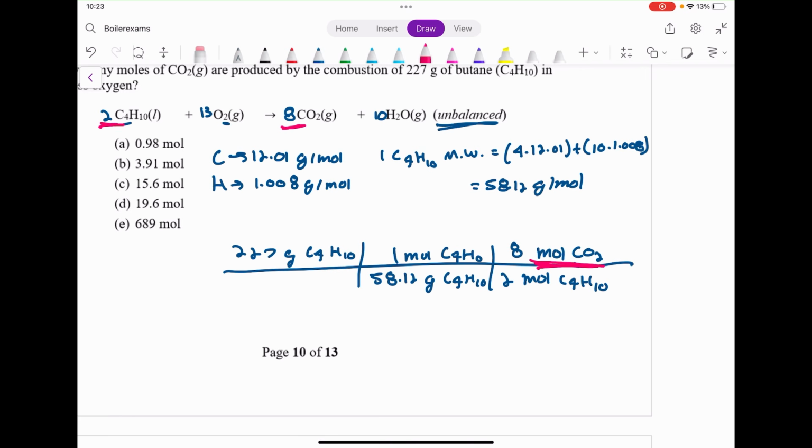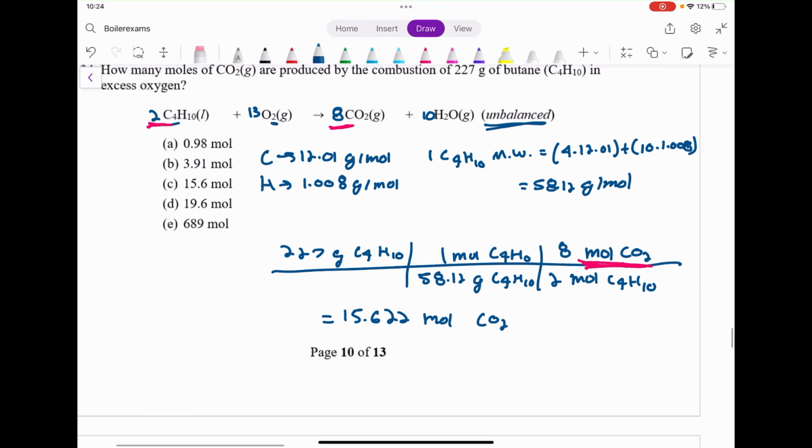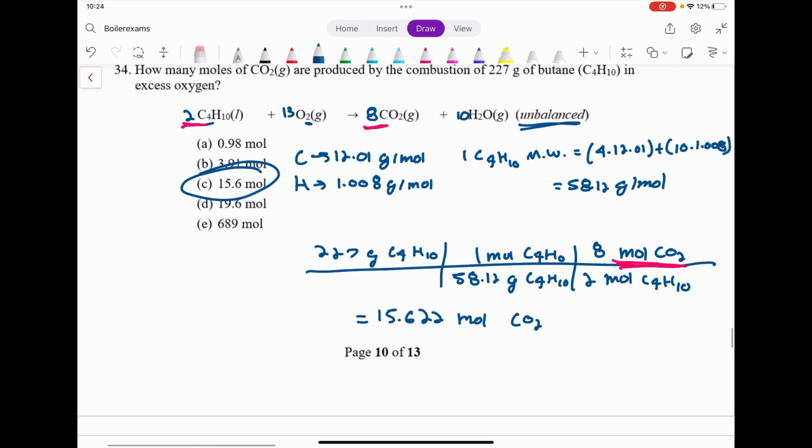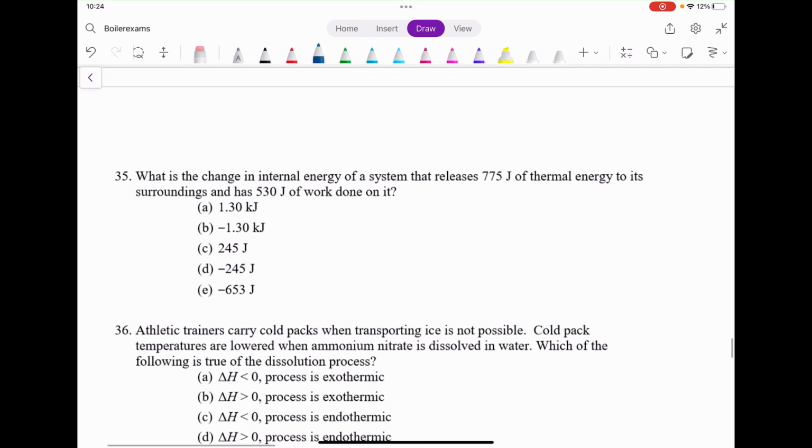Multiply the top, divide by the bottom. 8 times 227 divided by 58.12 divided by 2. I got 15.622 moles of CO2 produced, which is 34C. Good.